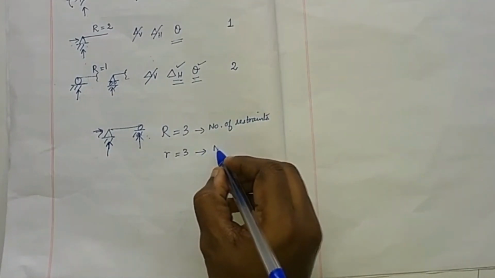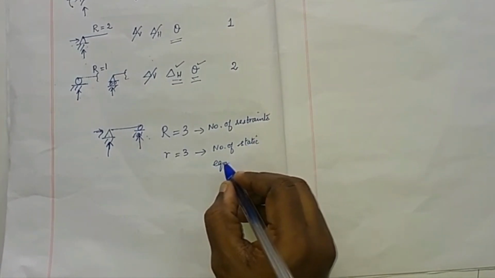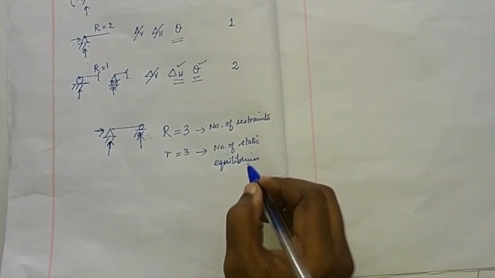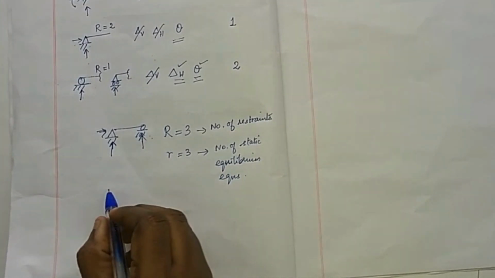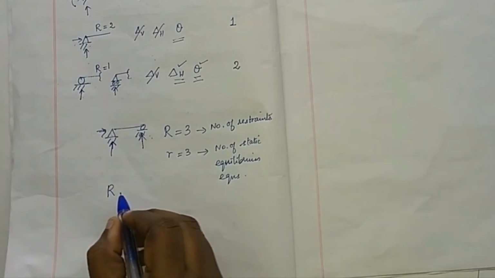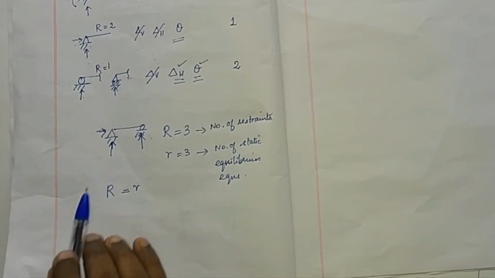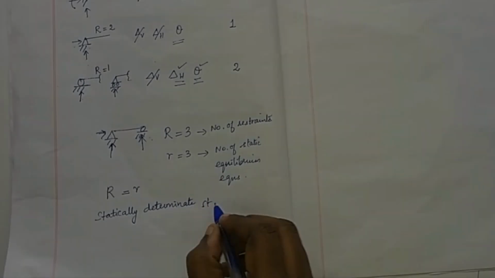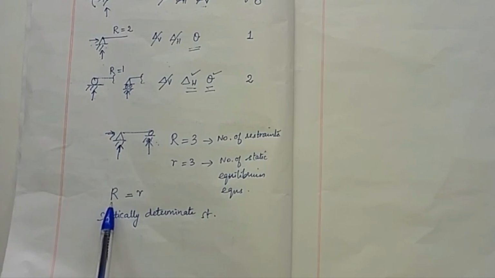Small r is the number of static equilibrium equations available for a two-dimensional structure. So if I am able to find the unknowns of the given structure with the help of the equilibrium equations available, then I tell the structure is a statically determinate structure. The term statically determinate structure is explained now. If the number of unknowns in the given structure is equal to the number of static equilibrium equations, then the structure is said to be a statically determinate structure.